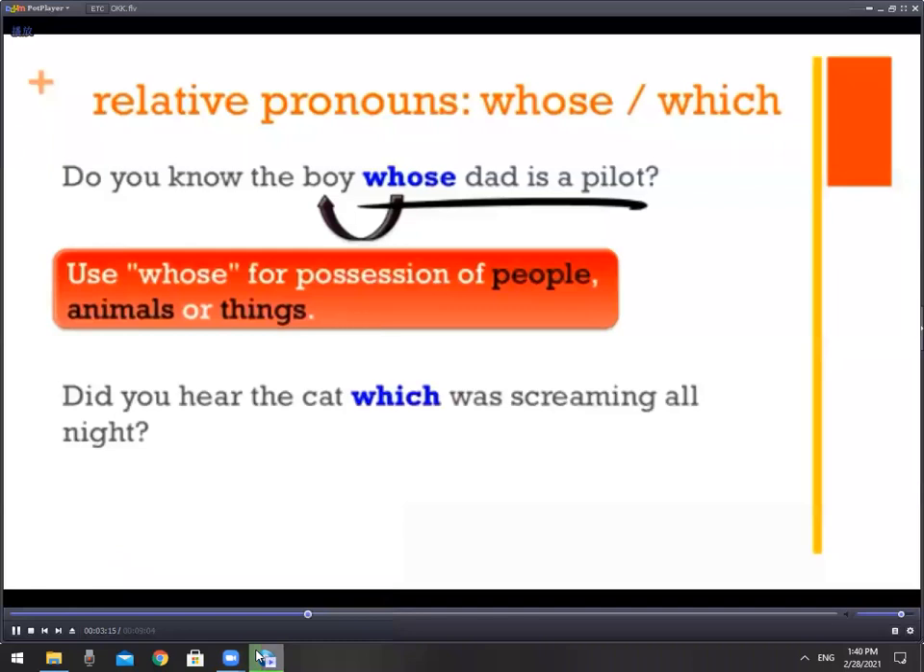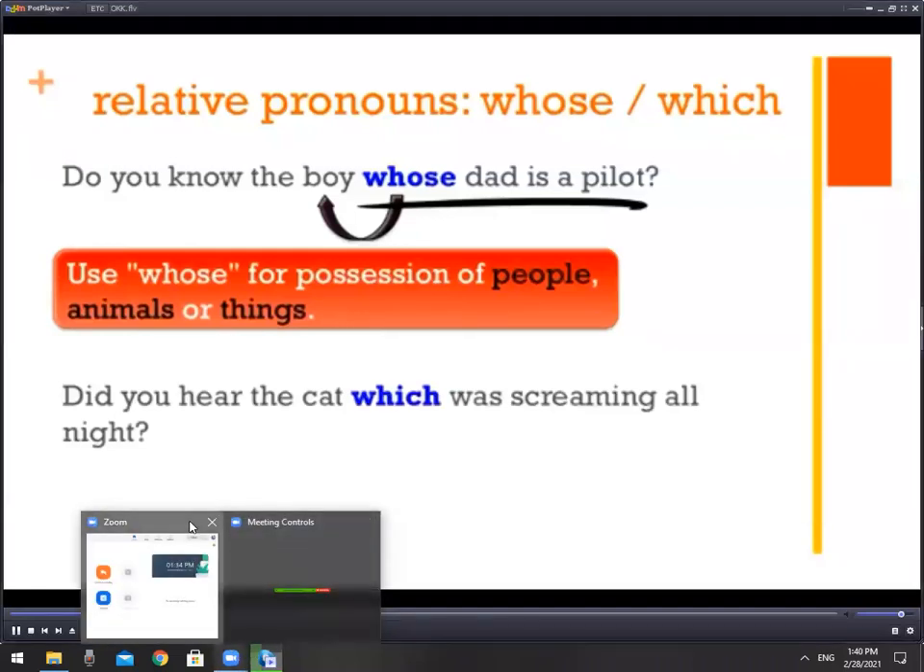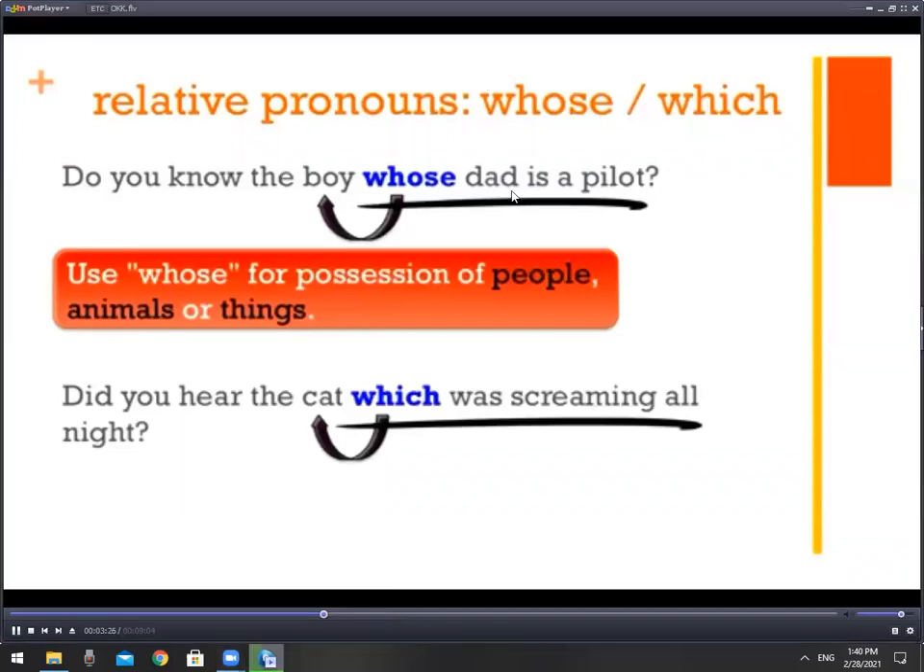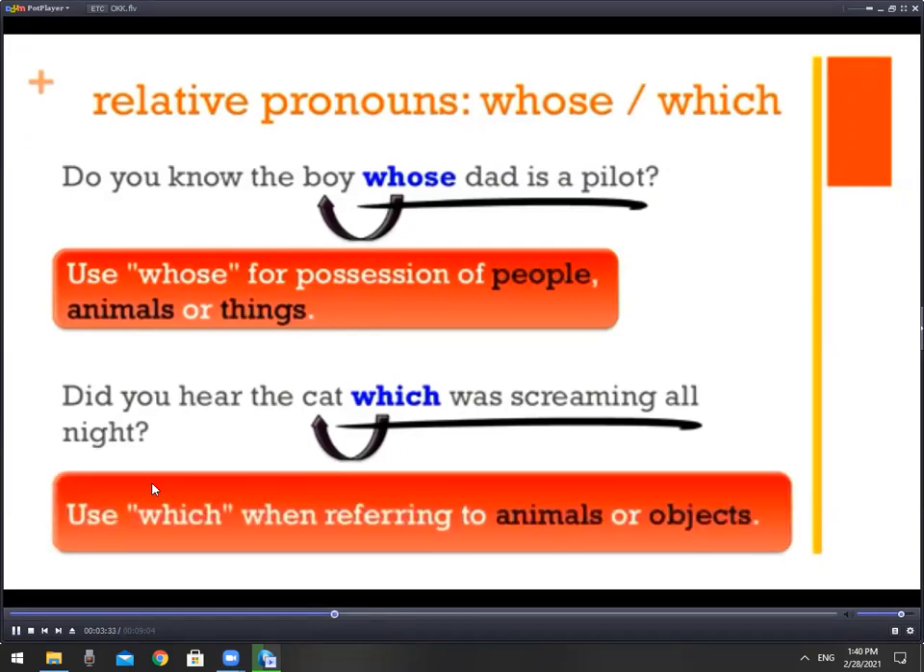And then which. Did you hear the cat which was screaming all night? The which here refers back to the cat. The cat here is not a person, because if it was a person, we would have who here. We use which when referring to animals or objects. Which introduces the relative clause.